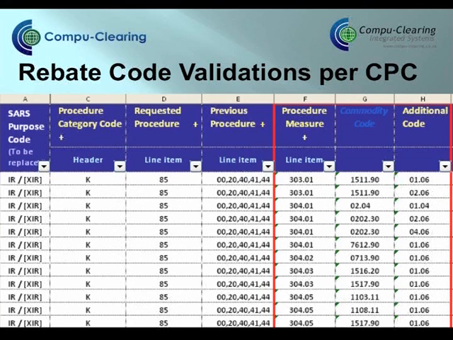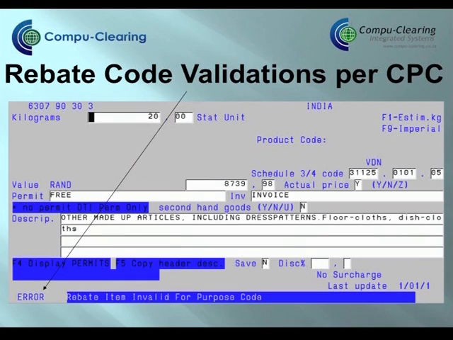So what they're actually doing is taking your procedure category codes with your requested procedure and previous procedure, so you get your CPC code combinations, and they're now taking that and linking it to a specific rebate code. So they're telling us that specific rebate code will only be valid for that specific CPC combination. So what we are doing on the system is creating an extra validation that will check the rebate code you've inserted on line level against your CPC combination that was captured, and then we will let you through if that rebate code is valid for that CPC code combination.